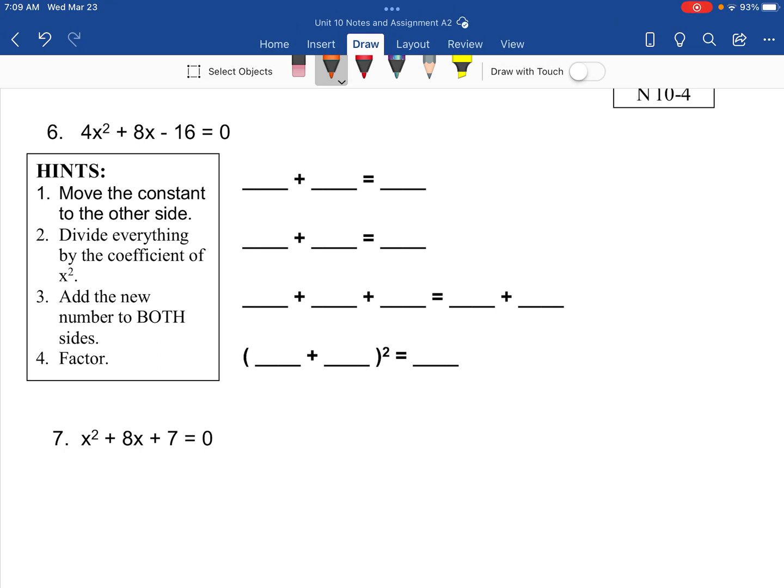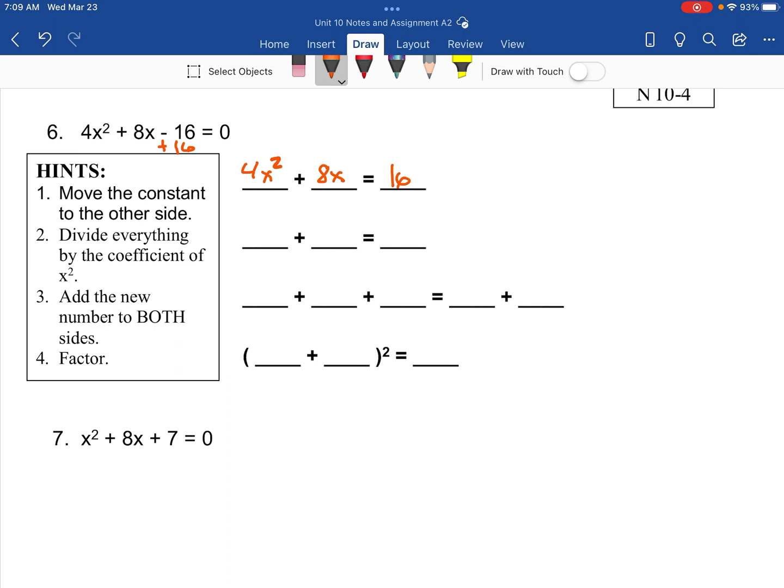So again, the first step is the same. Move the constant to the other side. I'm going to add 16 to both sides. So on the left side, I'm left with 4x squared plus 8x, not 18, 8, equals positive 16. So the new step is we need to get rid of that 4.